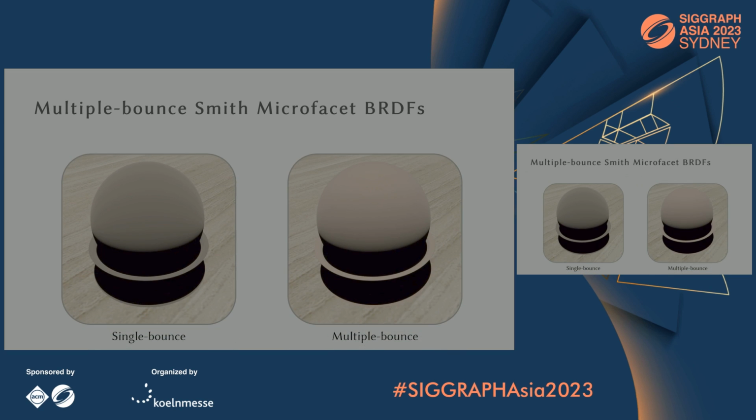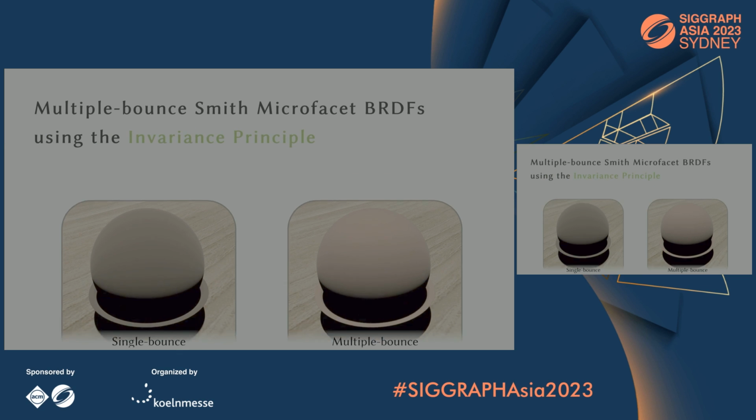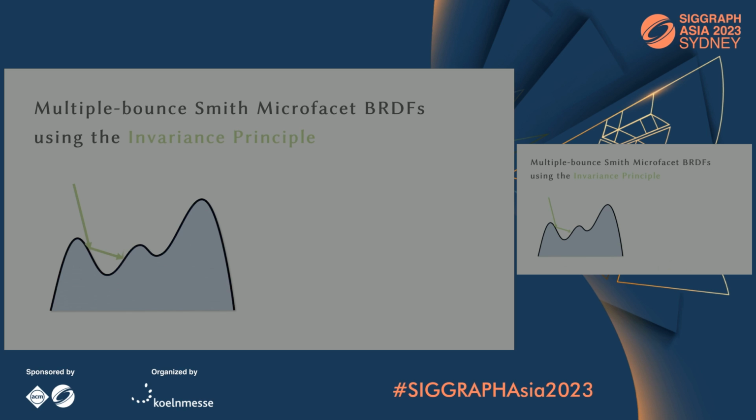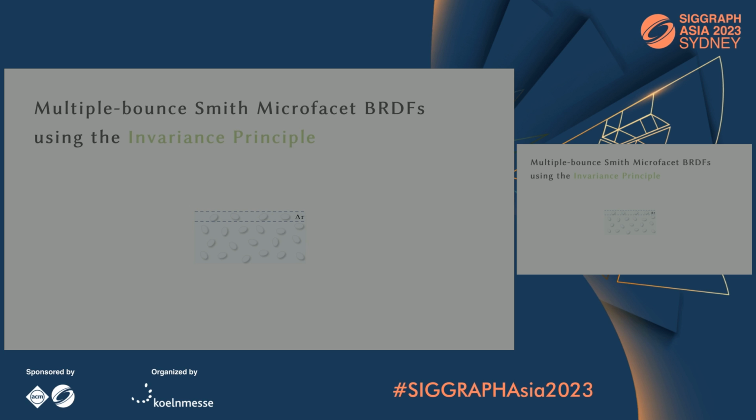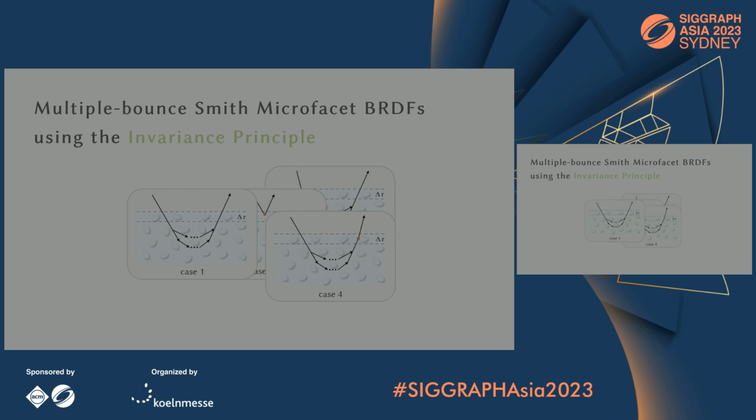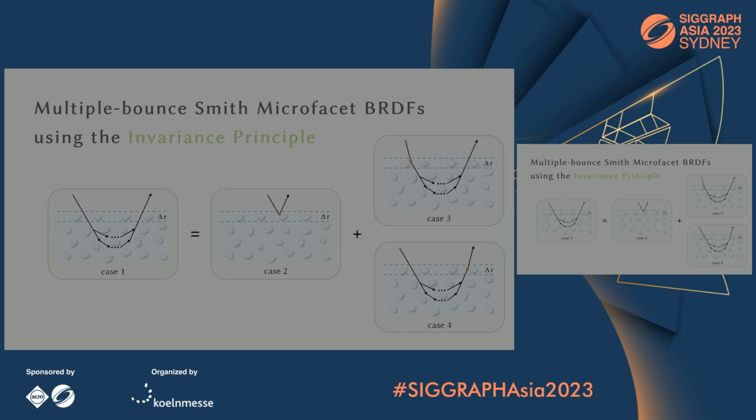We present a multiple bounce Smith microfacet BRDF using the invariance principle. Following previous work, the microfacet model is equivalent to a semi-infinite homogeneous medium. The invariance principle is based on a simple but effective observation that adding a slice of media doesn't change its reflectivity. So the total contribution of the added layer must be 0.